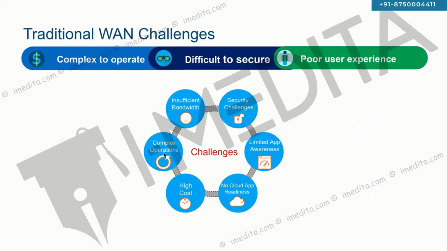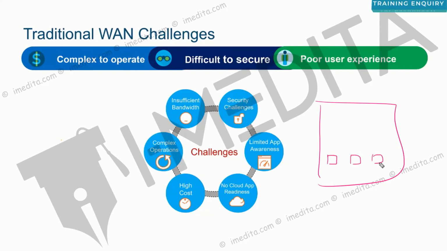So these are some general challenges of the WAN network. And it's not only about the WAN, we also have similar challenges in our LAN network, the local area network. Typically in the LAN network, we have different types of switches. Let's say, for example, this type of diagram in a traditional LAN environment. So what about the management of all these LAN devices?